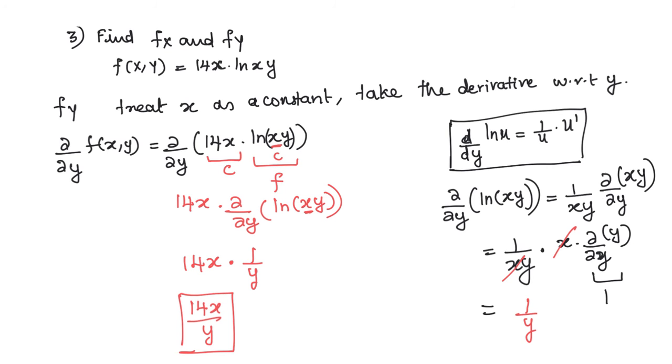And here remember that as long as the variables are matching, that is just 1. So if you have partial derivative of y with respect to y, that is just 1. If you have partial derivative of z with respect to z, that is just 1. So as long as the variables are matching, remember that that is just 1.